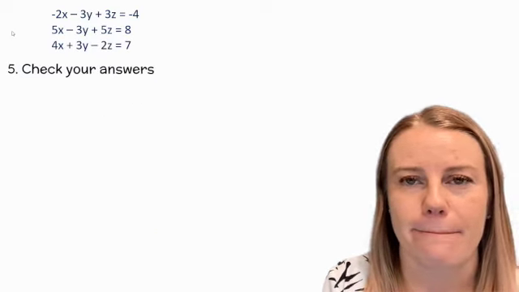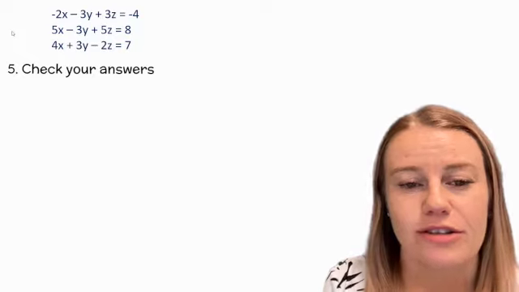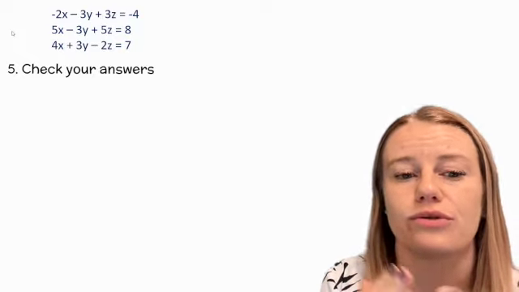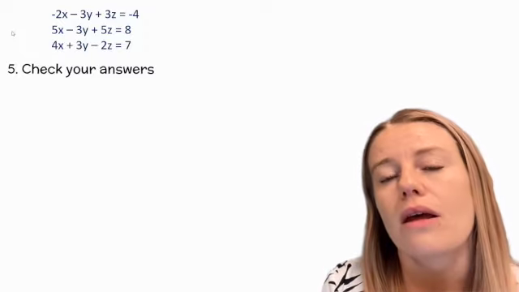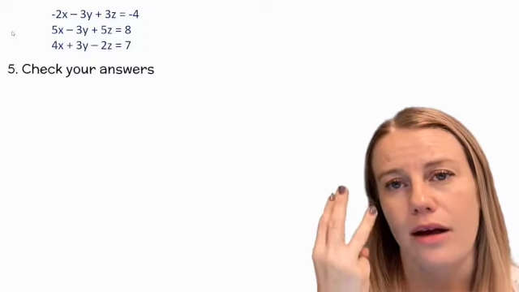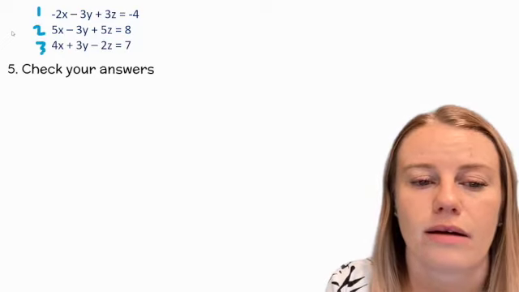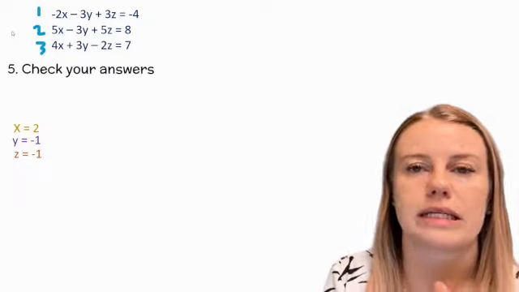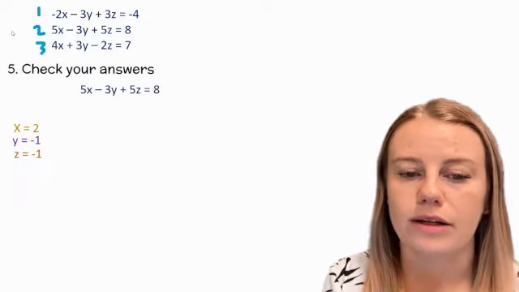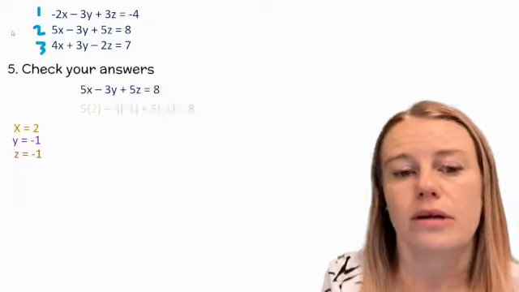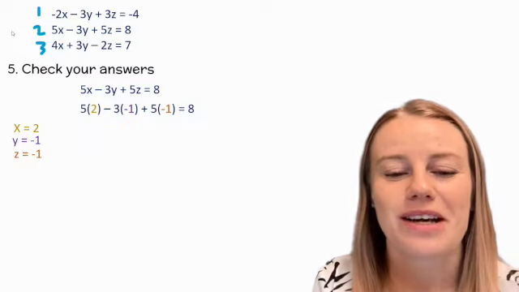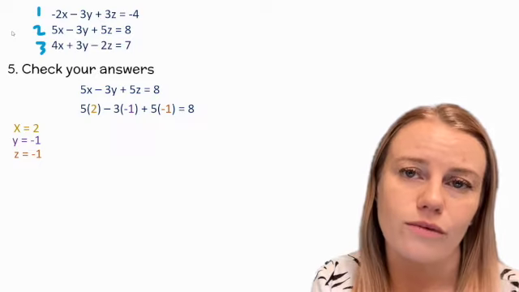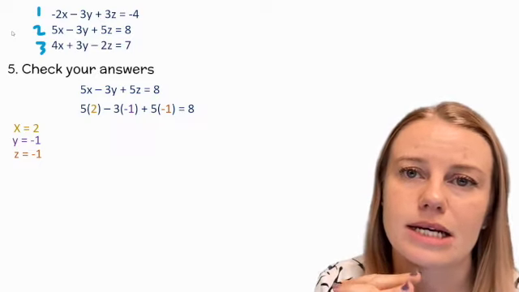Okay, always check your answers. So choose another one of those equations, any of the other two, so 2 or 3, and plug in your x, your y, and your z. So we got x, and we got y, and we got z. And when we plug it in, I just chose the second one because it's the second one. No rhyme or reason. So where I saw my x, I plugged in 2. Where I saw my y, I plugged in negative 1. Where I saw my z, I plugged in negative 1.